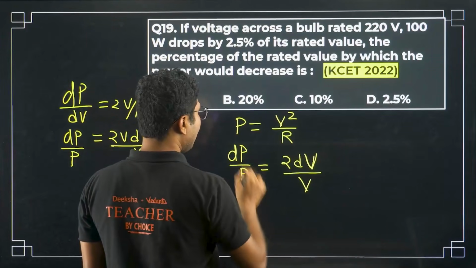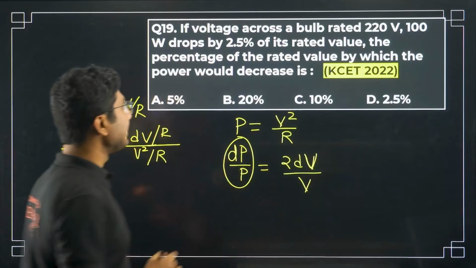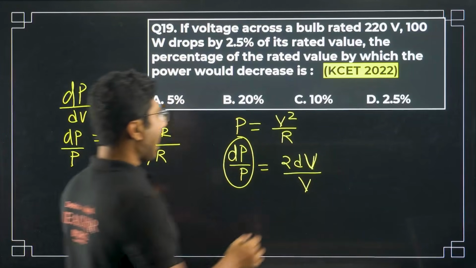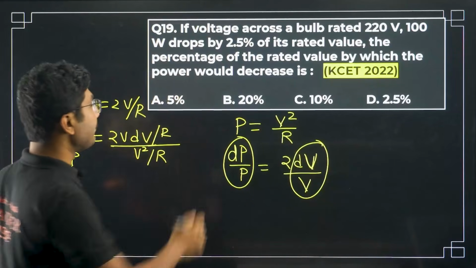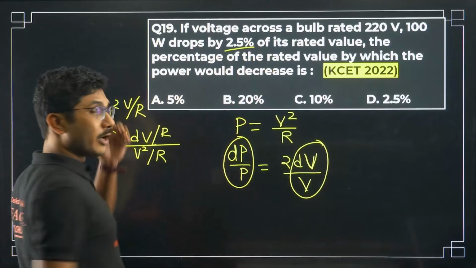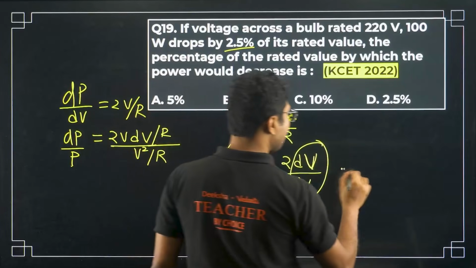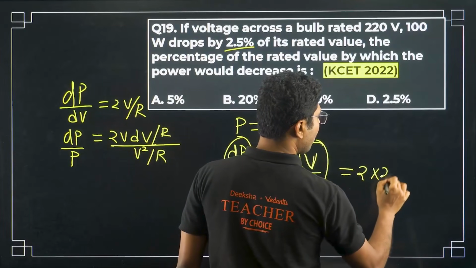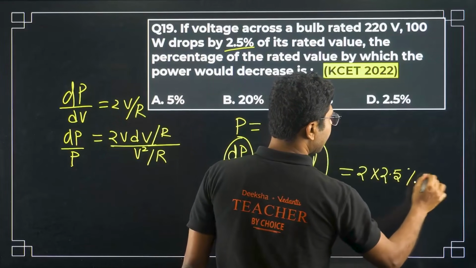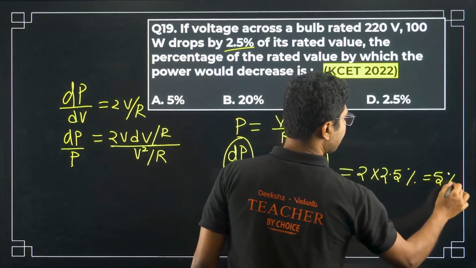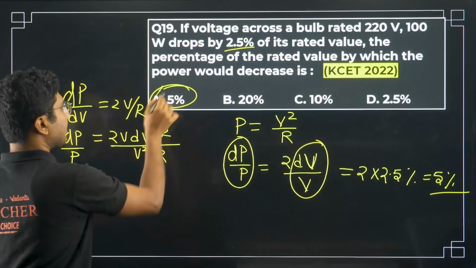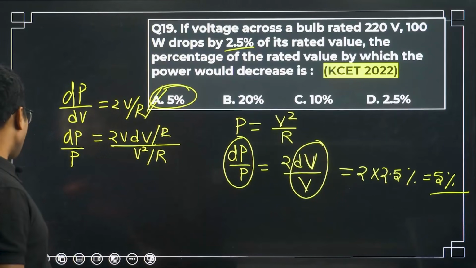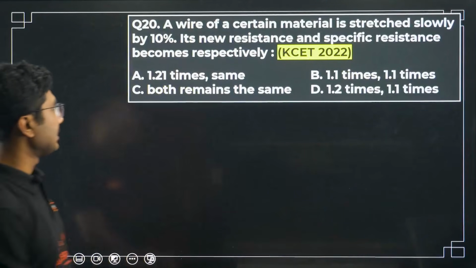Okay. Now this represents the percentage change in the power and this represents the percentage change in the voltage. So if voltage drops by 2.5%, then the power will change by 2 into 2.5%, that is 5%. So power changes by only 5%, not 20, not 10, not 2.5, but 5%.